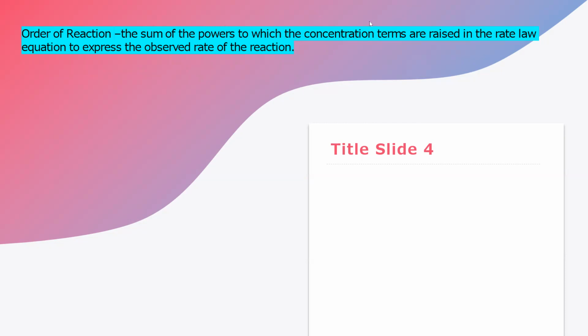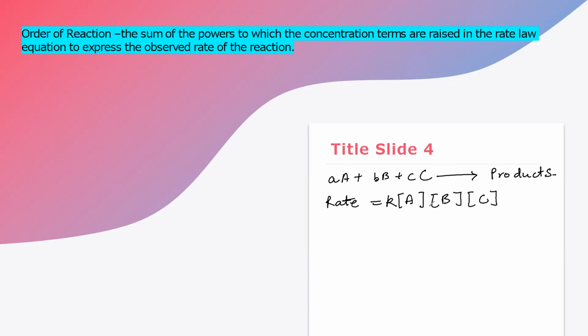So let us take a hypothetical reaction. Let me write here A plus B plus C giving rise to products. So how will you write the rate? Pause the video and write the rate law expression for it. So rate would be equal to a constant K, molar concentration of A, molar concentration of B, and molar concentration of C, each raised to some power. So let me write here p, q, r.